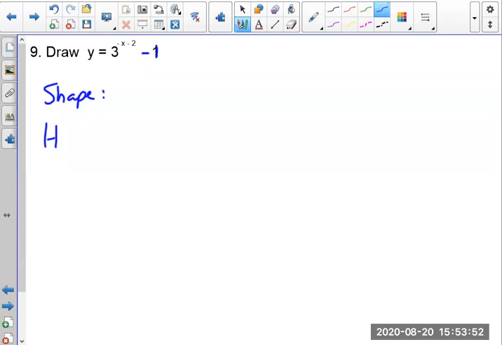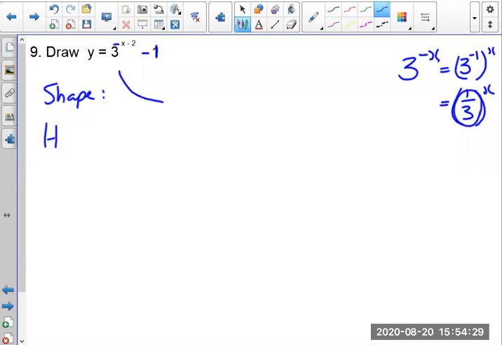Oh, now be careful. 3 to the minus x. Can you remember what we said yesterday or the day before? 3 to the minus x, I can write as 3 to the minus 1 to the x. And that's the same as a third to the x. And if you know that, then you see, okay, this is a third, means a fraction less than 1. So this is a decreasing graph.